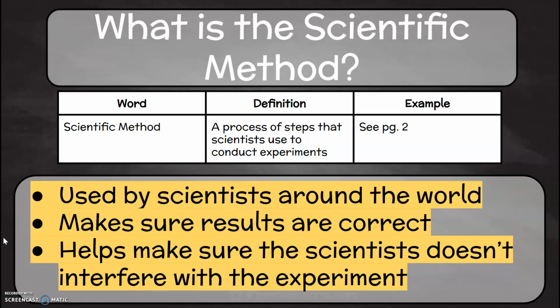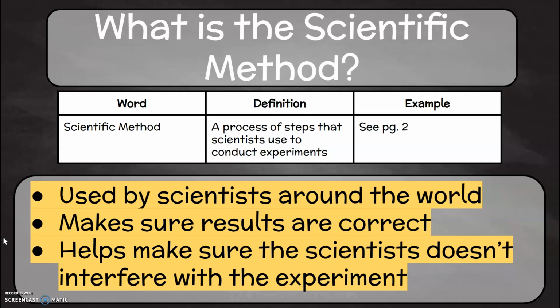So the scientific method is a process of steps that scientists use to conduct experiments. It's kind of like the rules of conducting an experiment, if you want to call it that. The scientific method is used by scientists all around the world. It helps make sure that the results of an experiment are correct because it has your laid out steps.